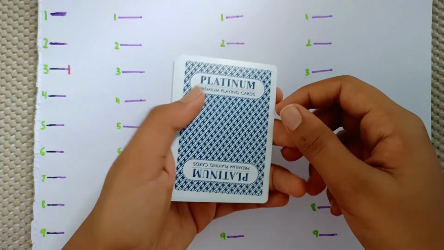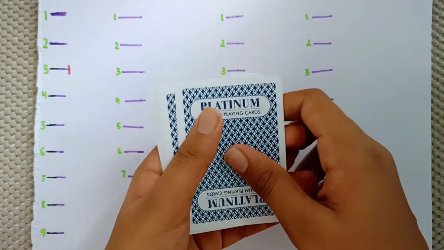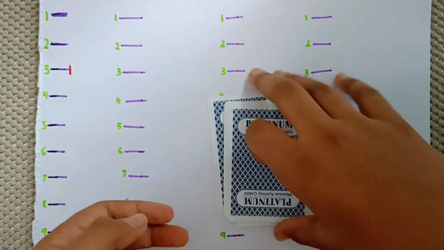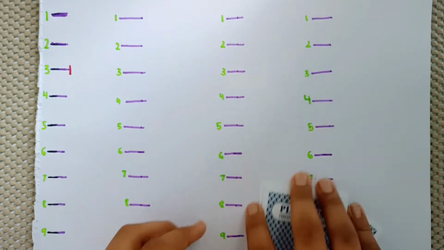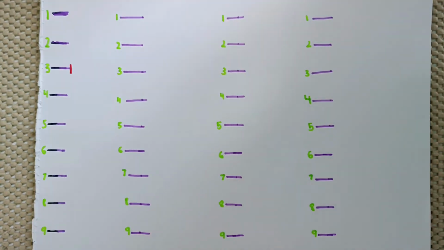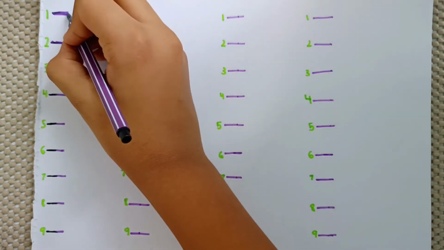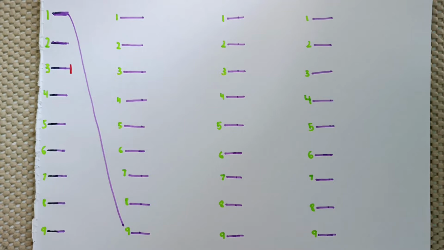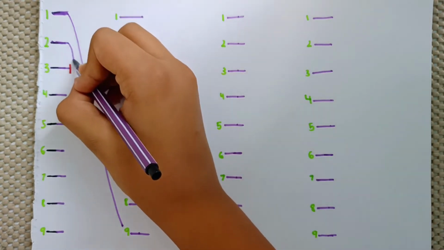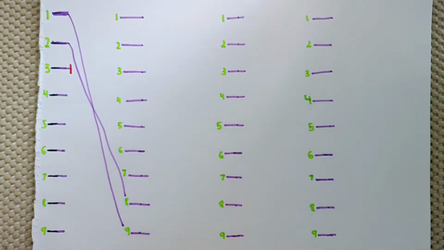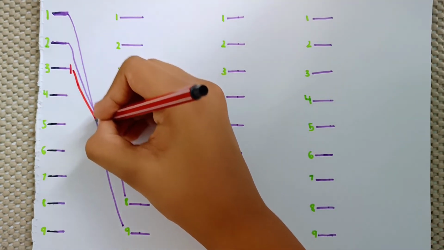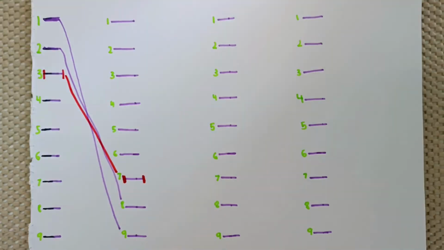I'm going to spell out the name of the card, which is King. K-I-N-G. What this actually does is it moves the cards downwards. So the card in the 1st position comes all the way down to the 9th position. The card in the 2nd position comes down to the 8th position. And the card the volunteer selected, which is in the 3rd position, comes down to the 7th position.